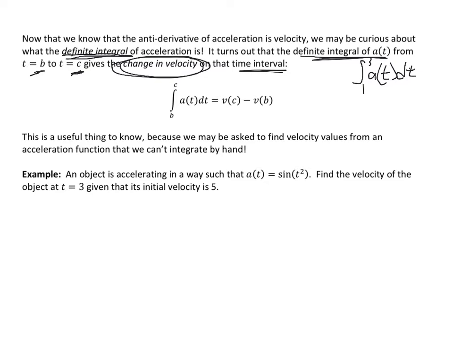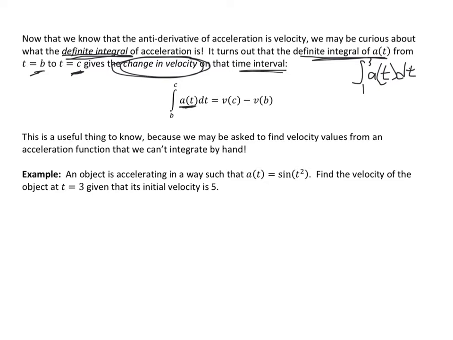And it makes sense, right? Think about this for a second. If I do the integral of acceleration, it's going to be the velocity with c plugged in minus the velocity with b plugged in. When you do a definite integral, you're just plugging in the top value to the velocity minus the bottom value to the velocity. We're just subtracting the end velocity minus the beginning velocity. So it's just giving me the change in velocity, the amount that the velocity changed over that period of time.